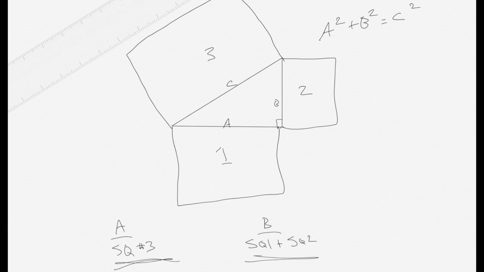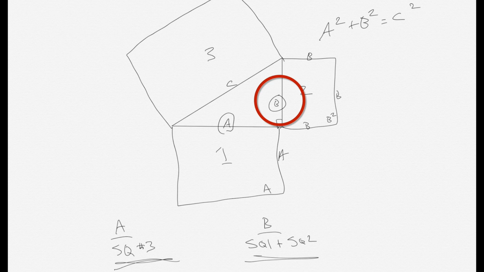Because the area of square A is A squared, right? That's the area of square 1, that's A squared. And then the area of square 2, right? This is B, this is B, this is B. So the area of square 2 is B squared. This square is B squared, and this square is A squared. And then the hypotenuse is right here. And then the area of square C would be, obviously, since this is a square, all these sides are C, so C times C.